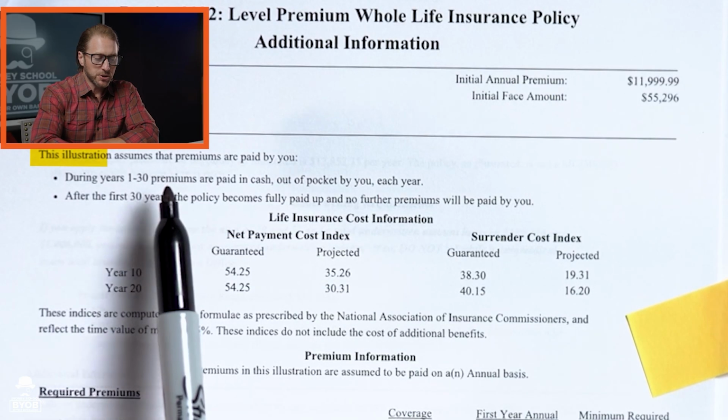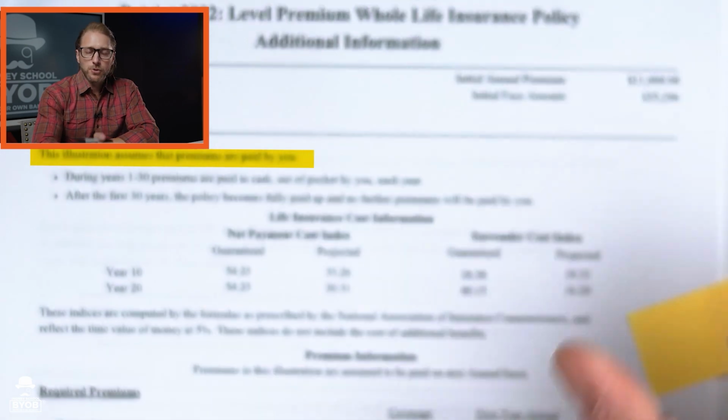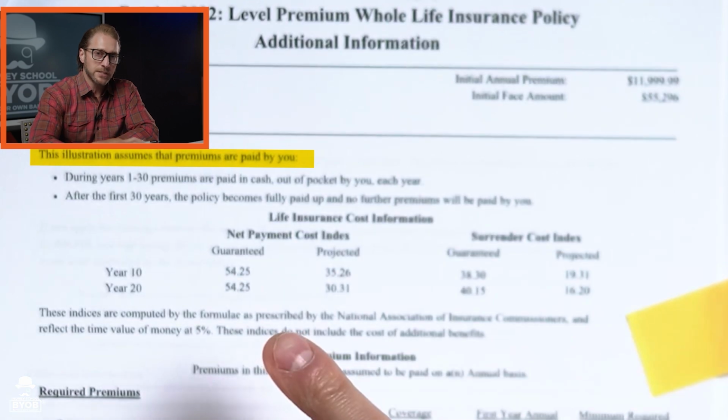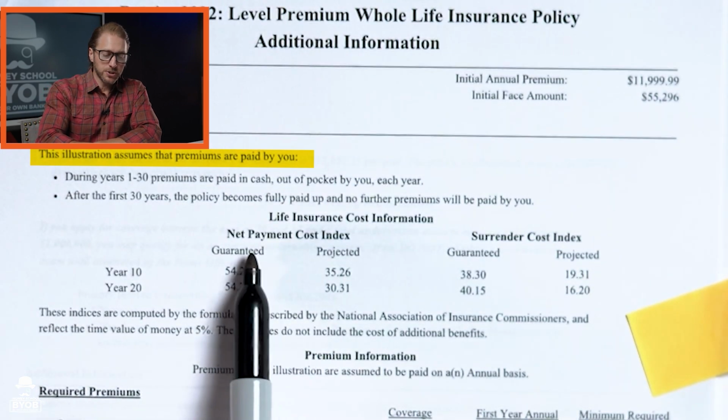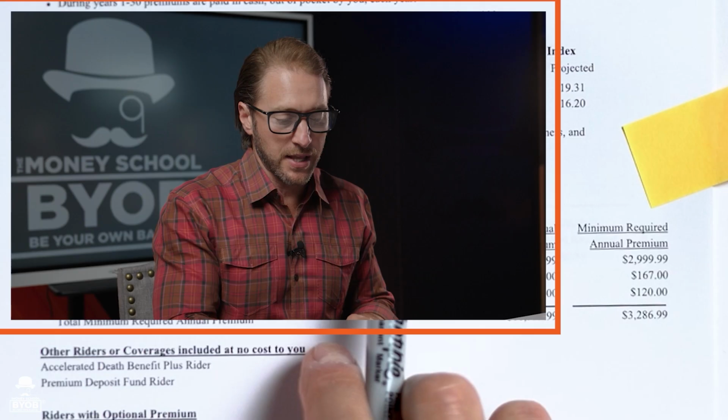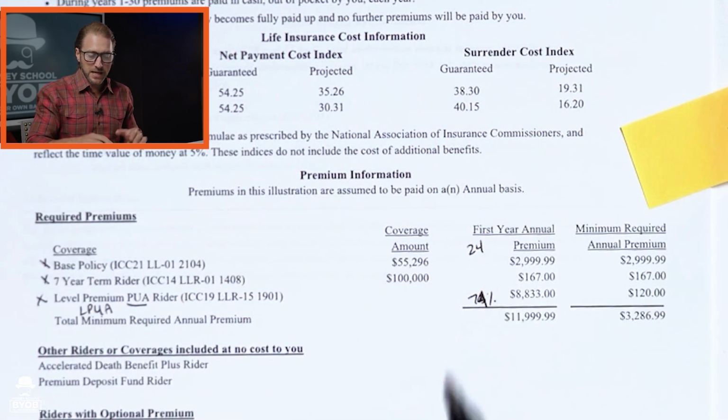This is another important page, additional information. I like to bring this out and describe this page. So over here, the illustration assumes that premiums are paid by you. They're assuming that the premium deposits you chose are paid every single year as illustrated. And down here, this is just showing you the net payment cost index. I don't really get too much into that. I don't even really know how to fully explain that to you, but they're just calculations that they do.